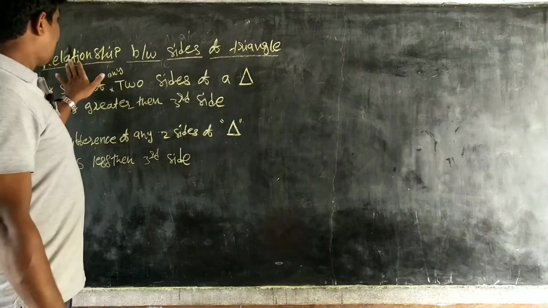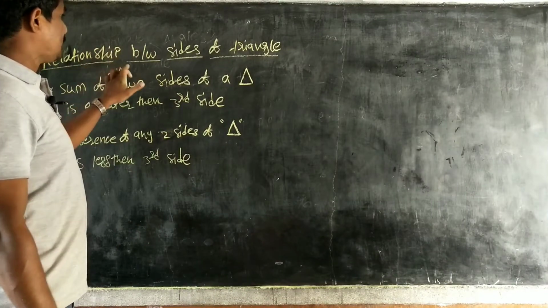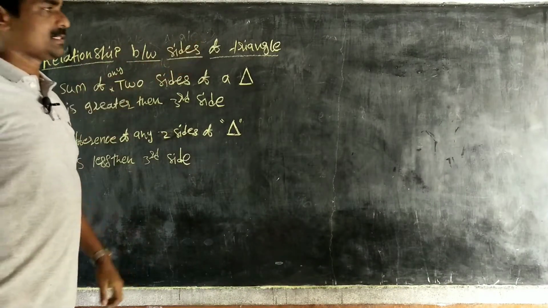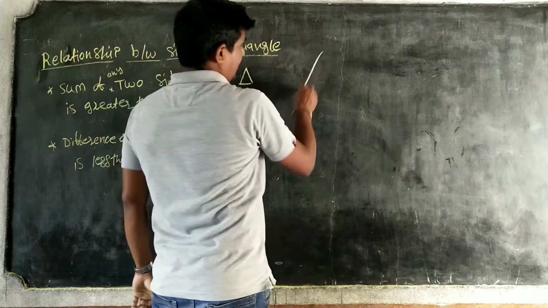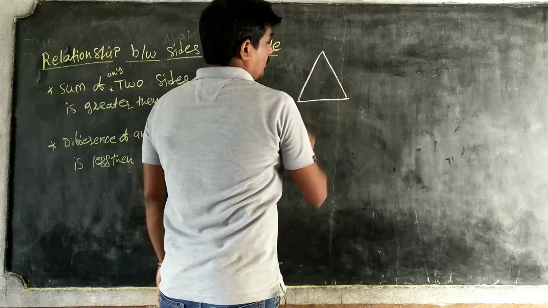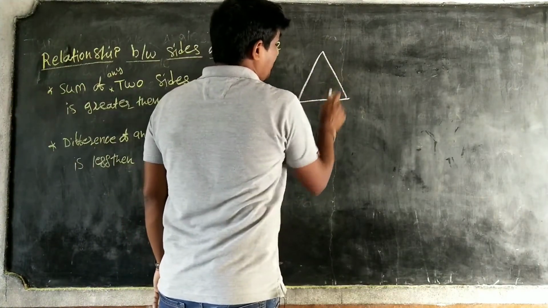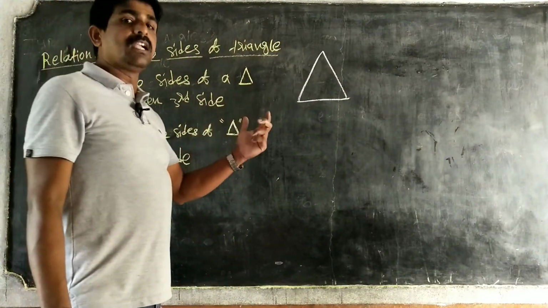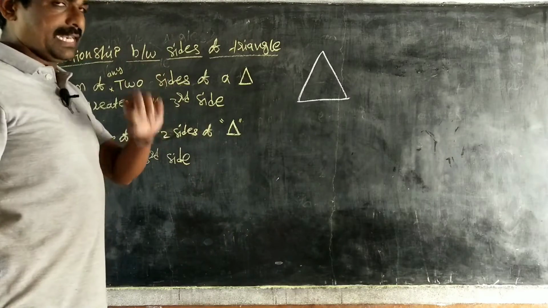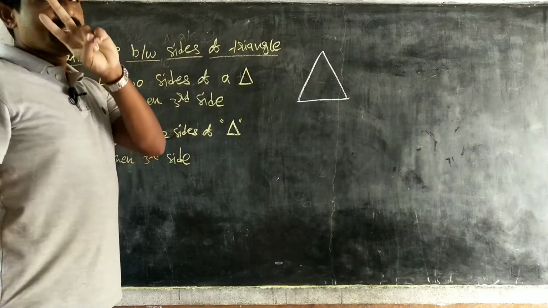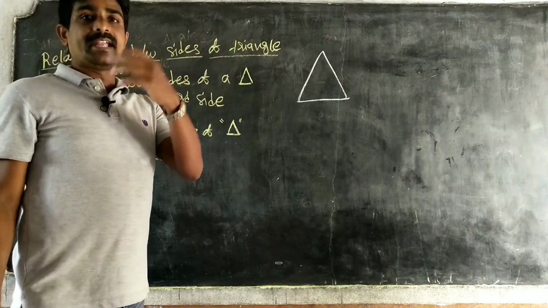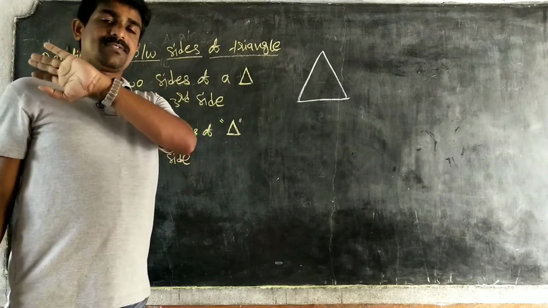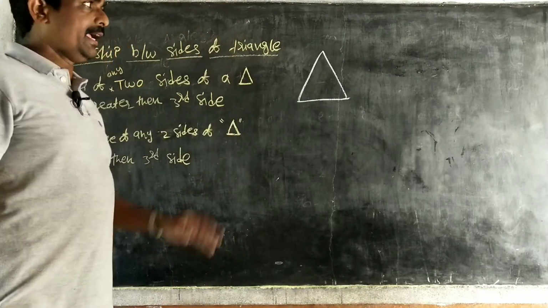Next, relationship between sides of triangles. Every triangle has 3 sides, we know. So is there any relationship between the three sides? Now we are checking for that. We have one relation, but 2 conditions should be satisfied. Then only we can draw a triangle, otherwise we can't draw a triangle.